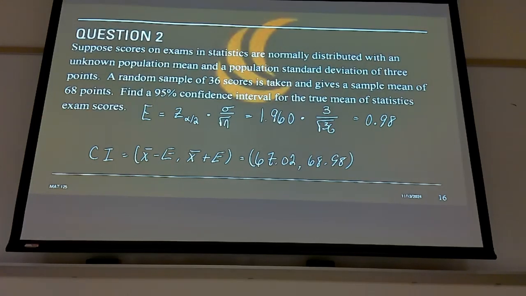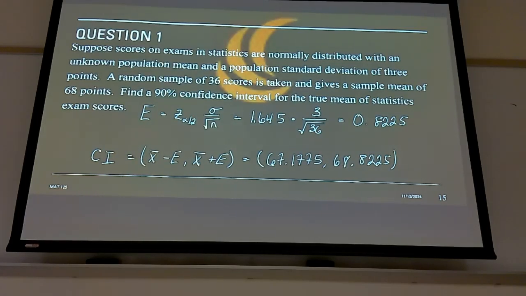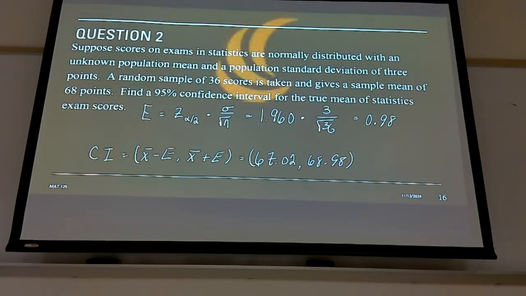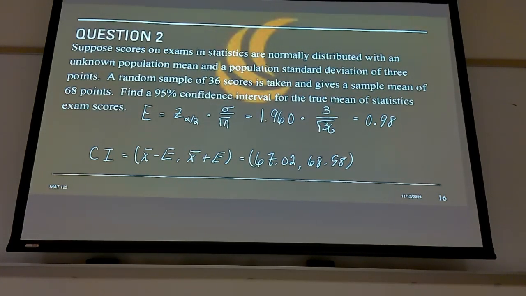Oh, I got it now. Okay, yeah, I got it now. Right? So it's a larger interval, which makes sense. If we're increasing our confidence, then the interval has to get larger. Right, so again, what we're saying is we are 95% confident that the true mean is between 67.02 and 68.98. If you did a 99% confidence interval, that interval will get even larger.